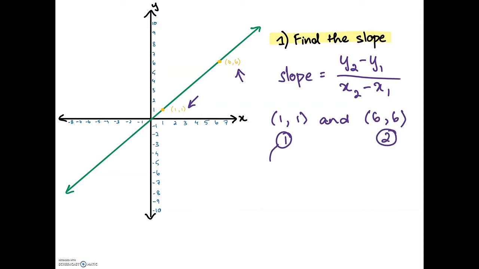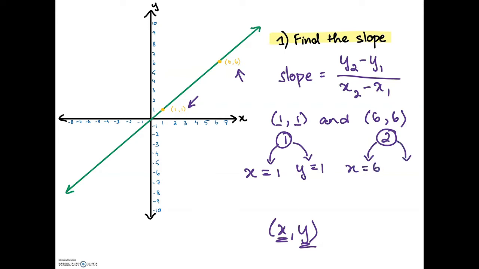From our first coordinate, we have that x is equal to 1 and y is equal to 1, because coordinates are always in the form (x, y). The first term is x and the second term is y. For our second coordinate, x is 6 and y is also 6.